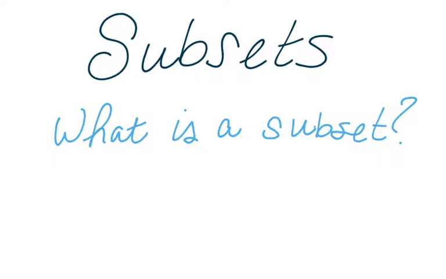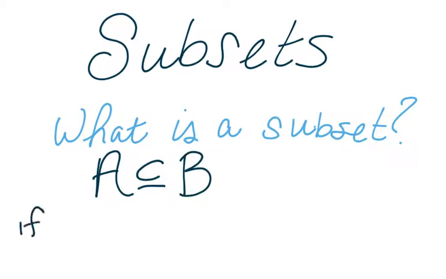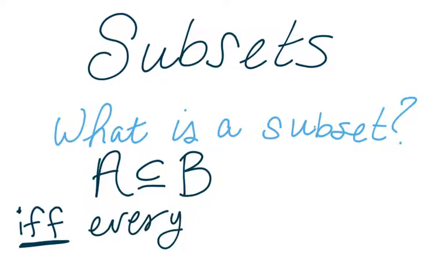Set A is a subset of set B if and only if every element in set A is also an element of set B. We write this as A is a subset of B. And again, this is true if and only if, which we shorten to IFF, that stands for if and only if, every element in A is in B.